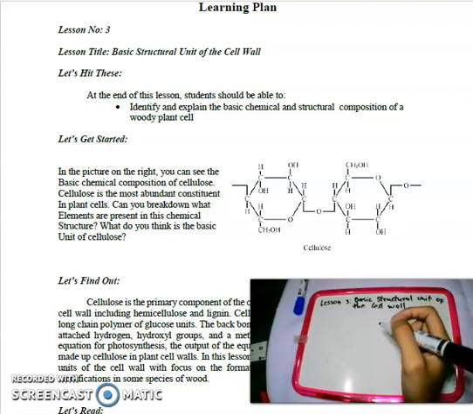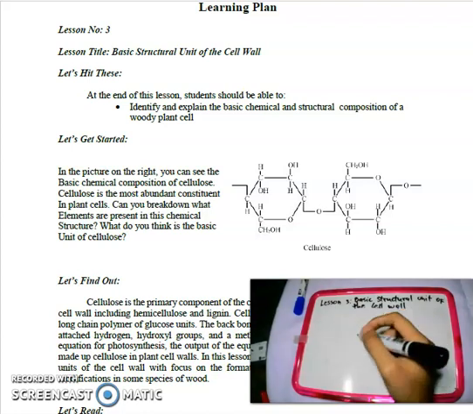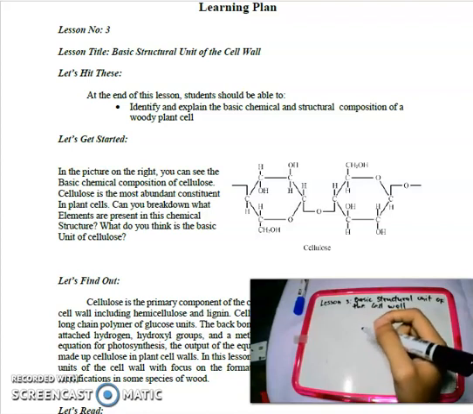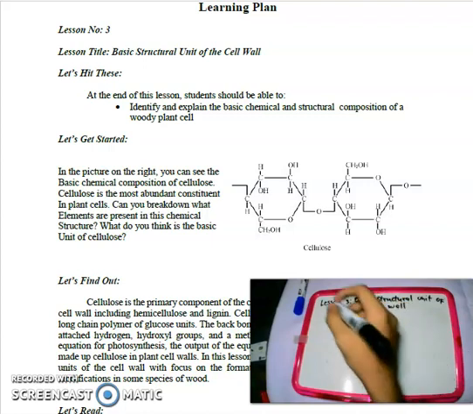This is part 2 of our discussion for lesson number 3, the basic structural unit of the cell wall. What we discussed earlier was the basic structural unit of cellulose, which is glucose. Now you know the basic structural unit of cellulose. We will now look into the chemical structure of cellulose.